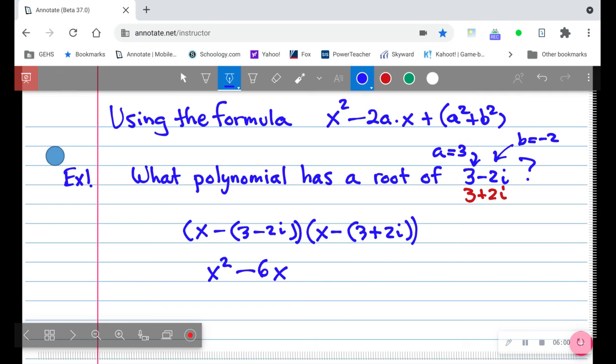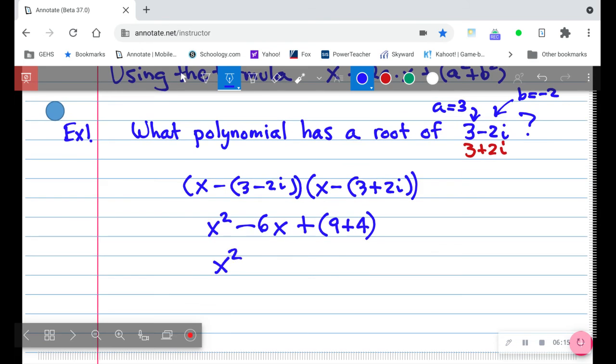Put that in front of the x. And then a squared plus b squared. You're going to square this number and square this number and add the results. So I'll just put plus 9 plus 4 there. And we'll simplify that to x squared minus 6x plus 13.